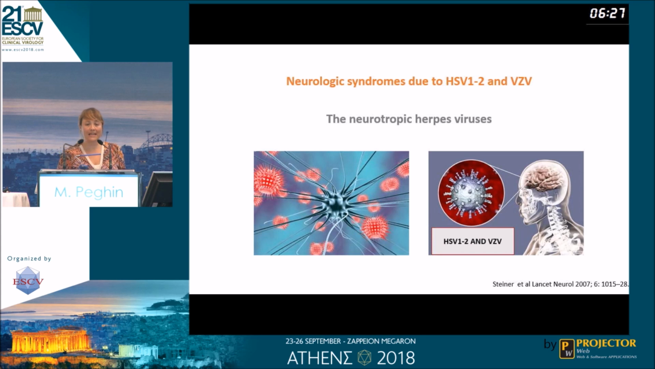And last but not least, we'll talk about neurologic syndromes due to herpes 1 and 2 and varicella zoster. It's well known that these are neurotropic viruses with different molecular structure and different patterns of neurological diseases, but with similar features in neurologic disease.